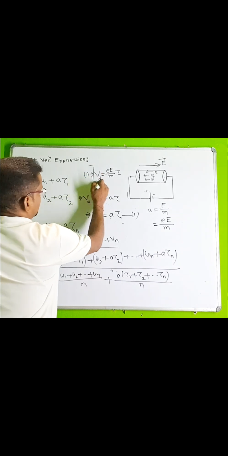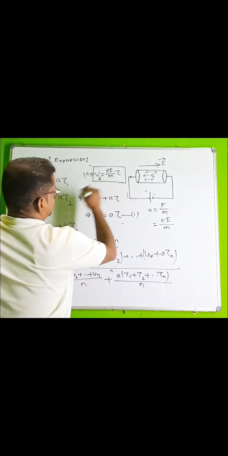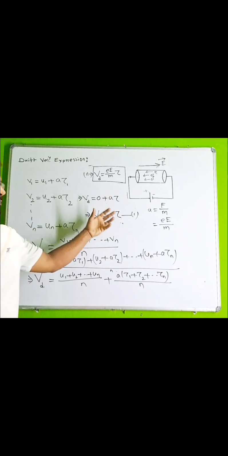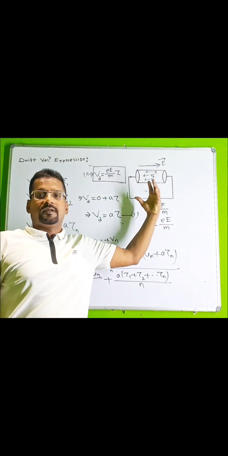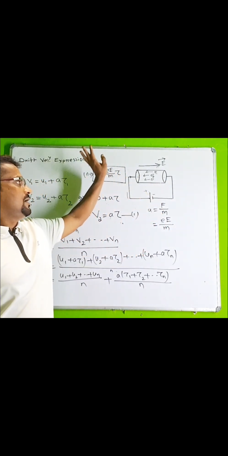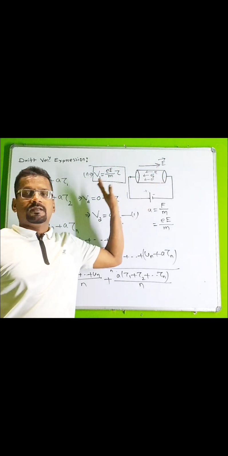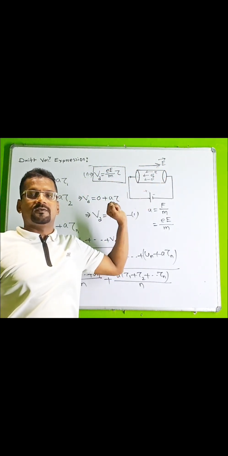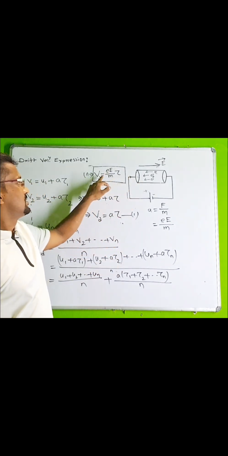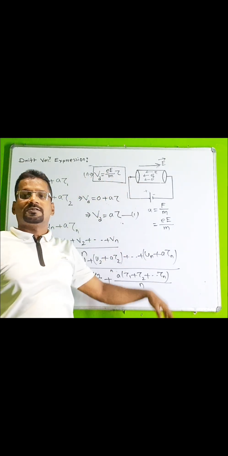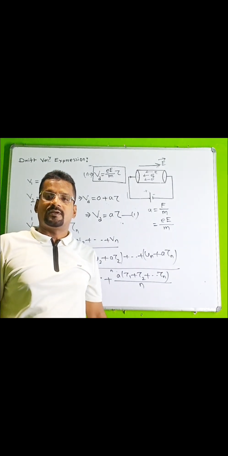Tau is your relaxation time. This is the most important expression of drift velocity. That means if the electric field is E, all the free electrons move with a common or average velocity given by this expression, and this velocity is known as the drift velocity.